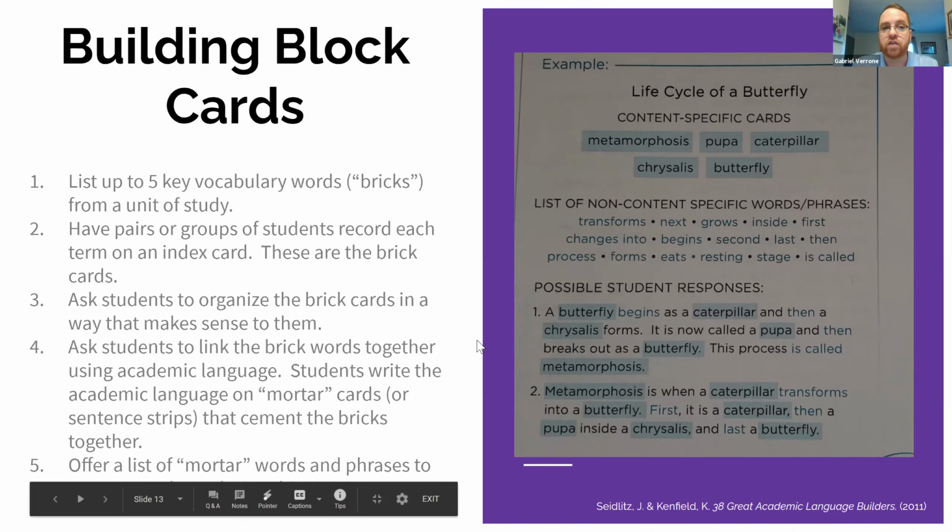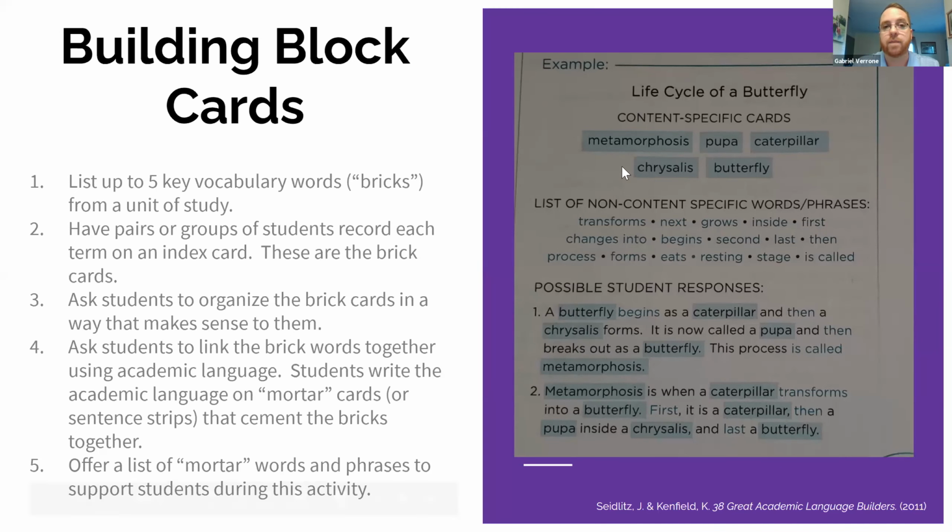You can read this on your own time when I send it to you, but if you're thinking about the life cycle of a butterfly, you have chosen metamorphosis, pupa, caterpillar, chrysalis, butterfly. You then provide some transition and connecting words for kids. And this is ideal for English learners because you're providing the vast majority of the vocabulary they need to make sense of these key terms.